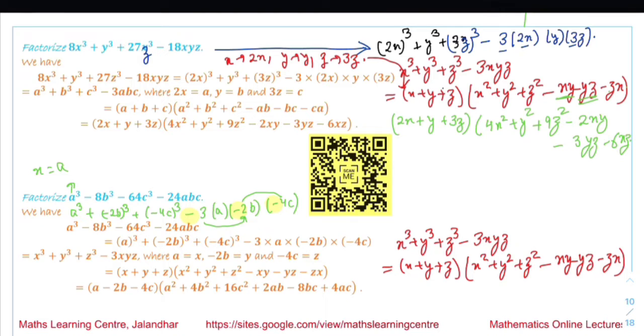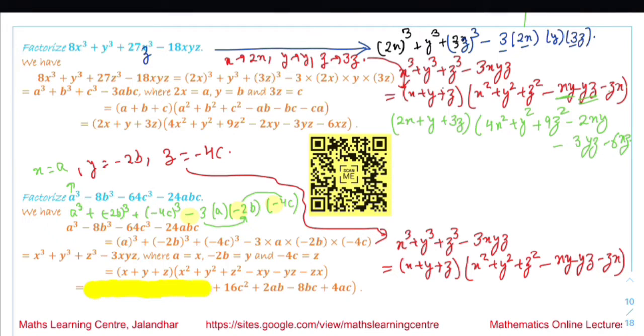So what we get is, x is equal to a, y is equal to minus 2b and z is equal to minus 4c, and we substitute these values in this formula over here, and we will get the answer as this: a minus 2b minus 4c into a square plus 4b square plus 16c square plus 2ab minus 8bc plus 4ac. So this is the final answer you will get over here.